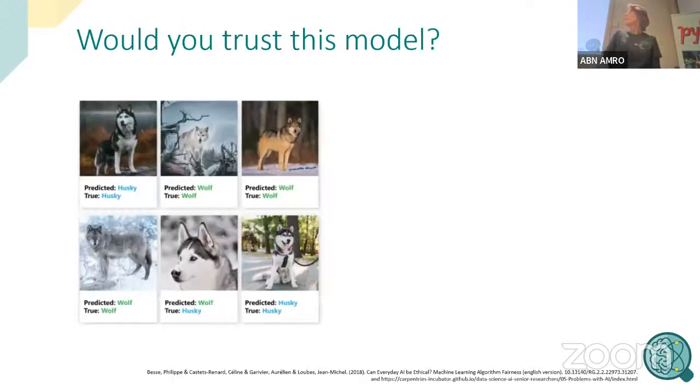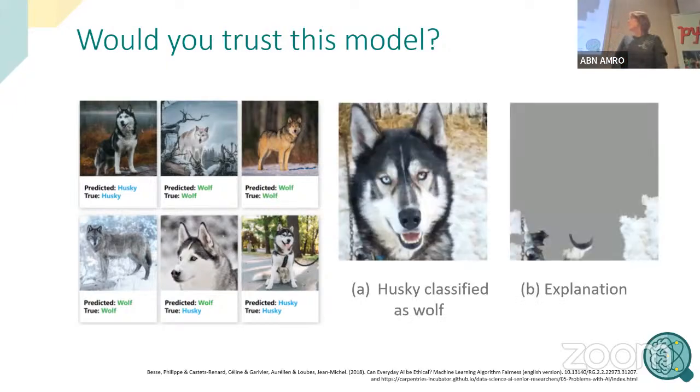I also have an example. This is an example from researchers who did research on image recognition of a husky and a wolf. As you can see, I only picked 6, but 5 out of 6 are predicted correctly, and the accuracy was also very high. But when they looked into the model, they noticed that this husky is classified as a wolf.